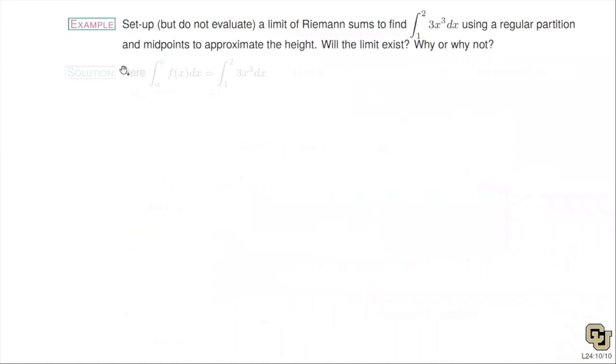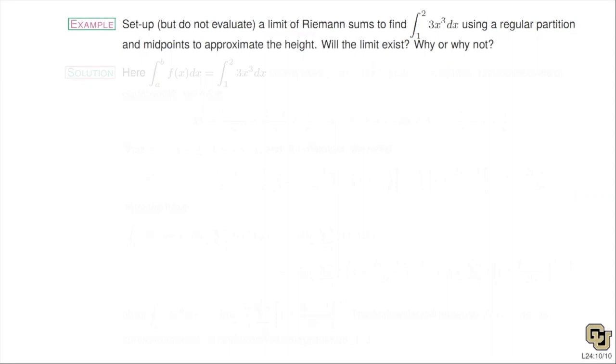This last problem, I want to now do one final example where we set up the limit definition of an integral. So here it says set up, but do not evaluate a limit of Riemann sums to find the integral of 3x cubed from 1 to 2 dx using a regular partition and midpoints. So here, the first thing that I realize is that in this problem, we're trying to find the exact value of the integral using a limit definition.